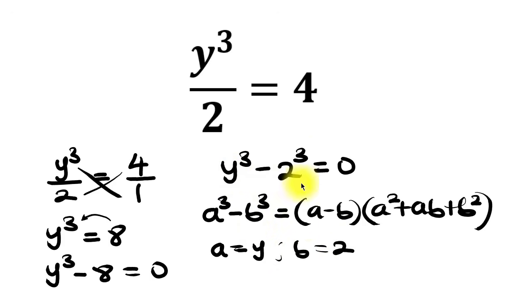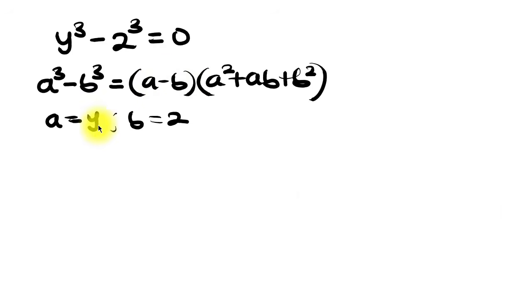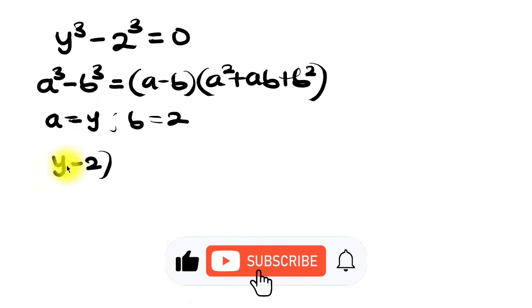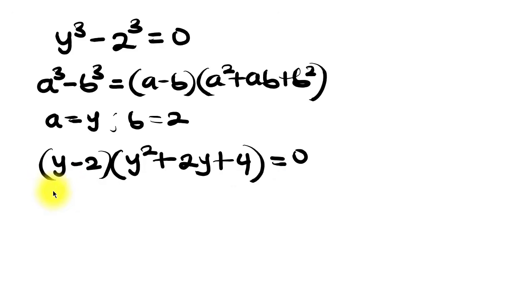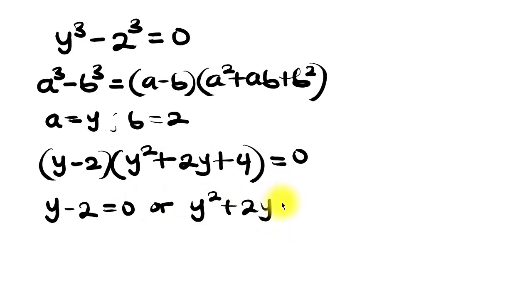We can decide to look this up and say, okay, our a is y and our b is 2. Now let's write our original expression like this. So a minus b would then be y minus 2 times a squared, that will be y squared, plus a times b, that is y times 2, that is 2y, and then plus b squared, that is 2 squared, is 4. Very good. And this is equal to 0. Now we have 2 cases here. We have y minus 2 to be equal to 0, or we have y squared plus 2y plus 4 to be equal to 0.